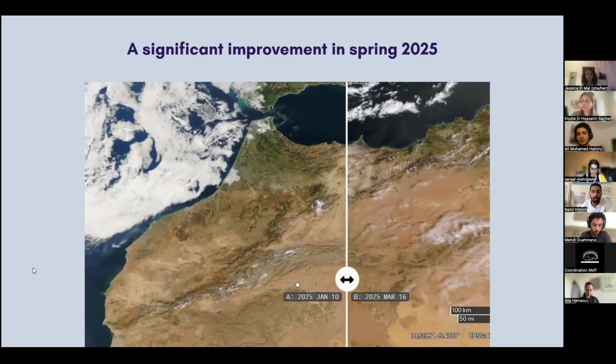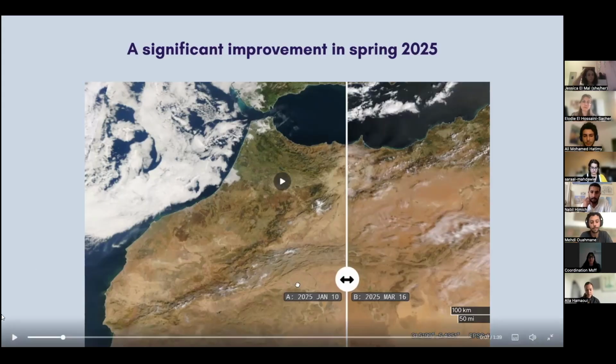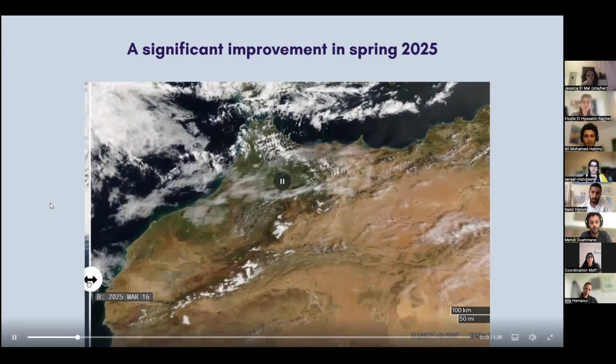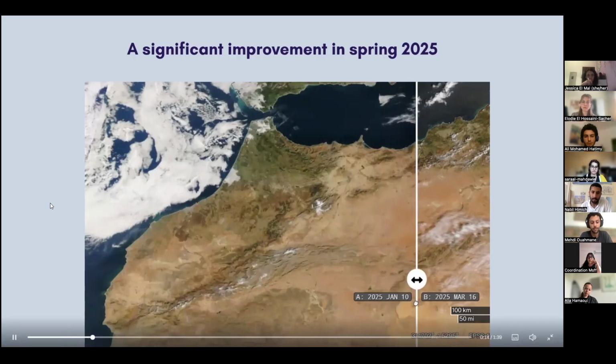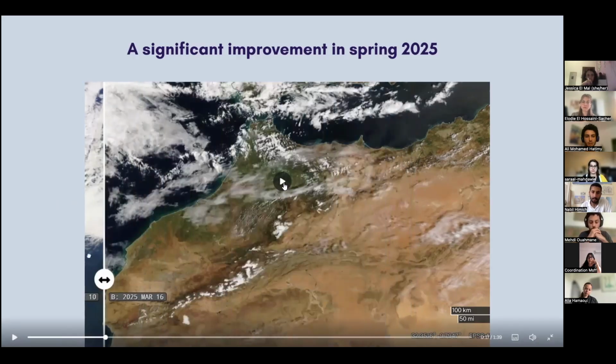This year is still a year of drought considering this parameter, but it's been a year with significantly better precipitations than 2024. And here you can see the improvement, for example, in 2 months, and we could do the same comparison to last year. You can see how these areas, particularly on the coast, the area of Casablanca, El Jadida, etc., are much greener now than 2 months ago, or in March compared to January 2025.